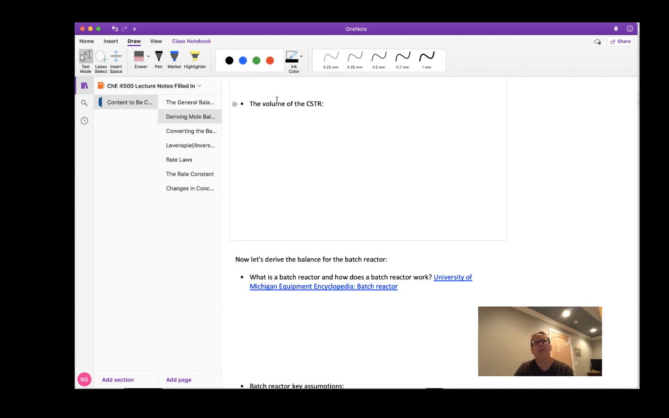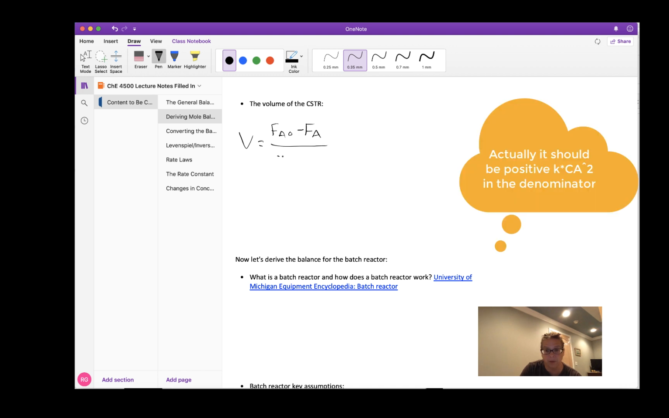So now for the volume of the CSTR. We're going to get that from the CSTR mole balance, and we already know what the CSTR mole balance is. We just derived it. So I'm not going to derive it again, and you don't have to derive it every single time on a problem statement either. If you want to, you can just write it down. So that's what I'm going to do. V is equal to F_A0 minus F_A divided by minus r_A, where minus r_A is equal to k C_A squared.